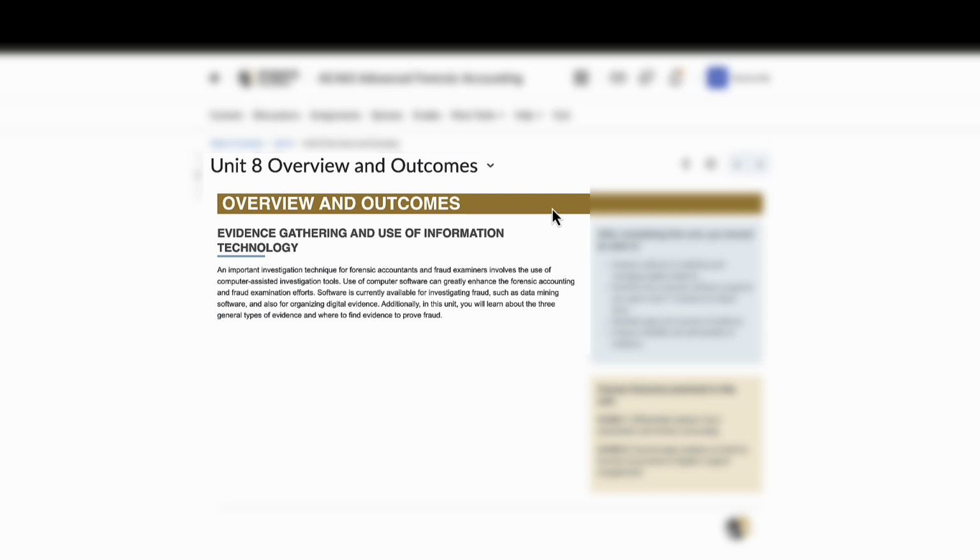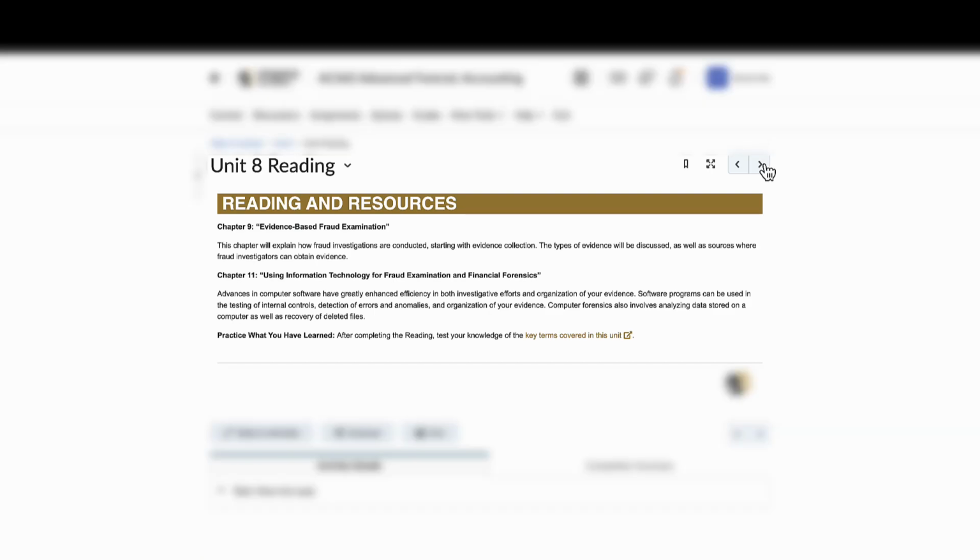Additionally, in this unit, you will learn about the 3 general types of evidence and where to find evidence to prove fraud. So in this unit, you are going to read Chapter 9, Evidence-Based Fraud Examination. And in this chapter, you will examine how fraud investigations are conducted, starting with evidence collection. You're also going to look at the different types of evidence, as well as sources where fraud investigators can obtain evidence. Then you move on to Chapter 11, Using Information Technology for Fraud Examination and Financial Forensics.